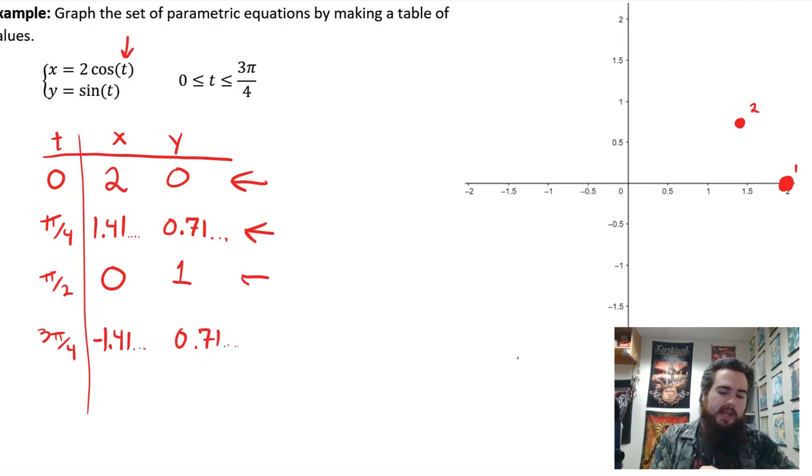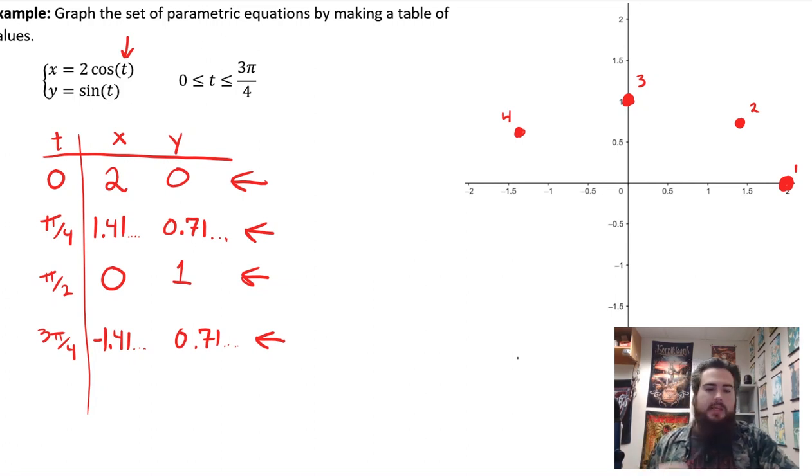My third point that I have is pi over 2 from t, and that is 0 and 1. So that's my third point there. And then my fourth point is from 3 pi over 4. That gives me negative 1.41 and positive 0.7. About the same height, but on the other side of the y-axis here as the second point.